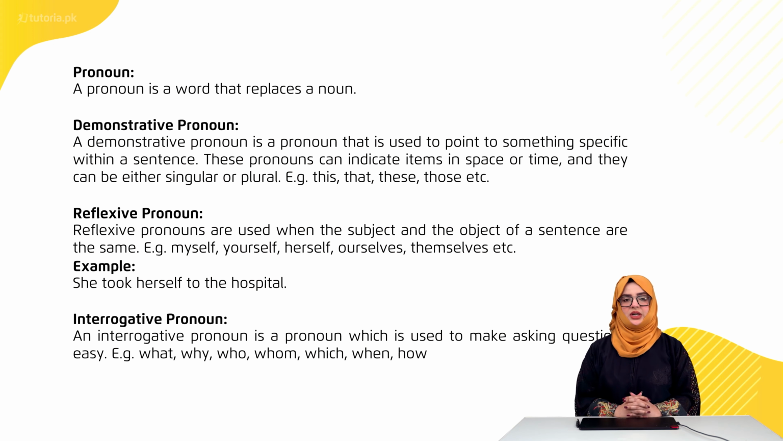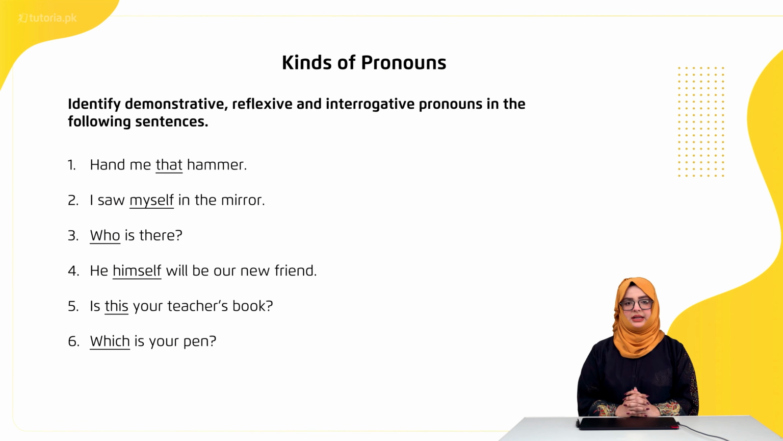Last type is interrogative pronoun. An interrogative pronoun is a pronoun which is used to make asking questions easy. Example, what, why, who, whom, which, when, how, etc. Moving on to exercise related to this topic.